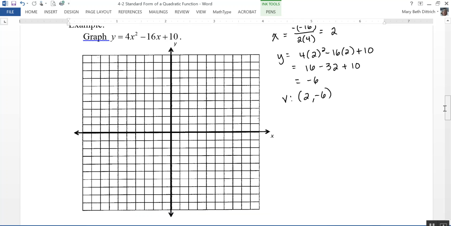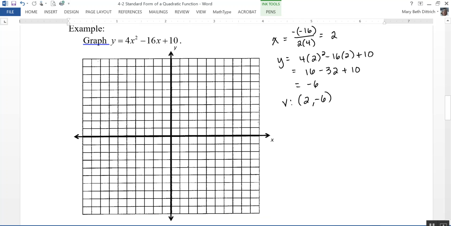I'll go ahead and graph that: 2, negative 6. My y-intercept, because c is equal to 10, is going to be the point (0, 10), which is up here. And just looking at that, that tells me I'm going to have a very skinny, very narrow parabola, which makes sense because my a, my coefficient of x squared, is a number greater than 1.